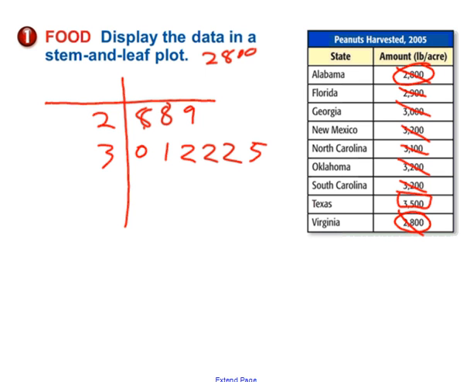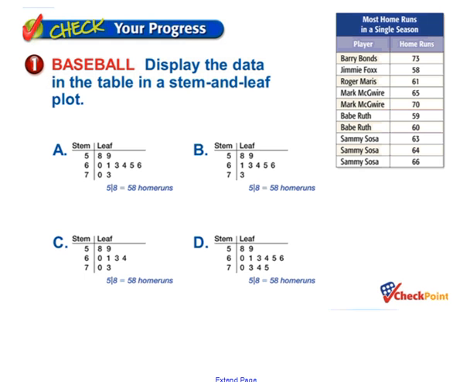So I'm going to count to see how many I've got here. I've got 1, 2, 3, 4, 5, 6, 7, 8, 9, so I did find them all. I've got them all listed there. And my key to show how this is read: 2 | 8 equals 2,800 pounds per acre. That's my key on how to do it. So I've displayed the data here. We're going to go on to the next slide.